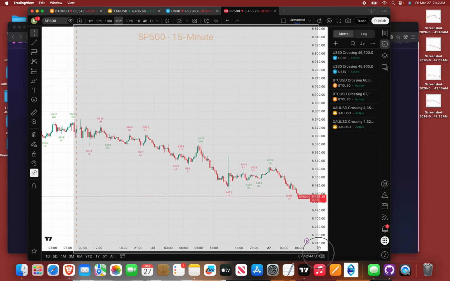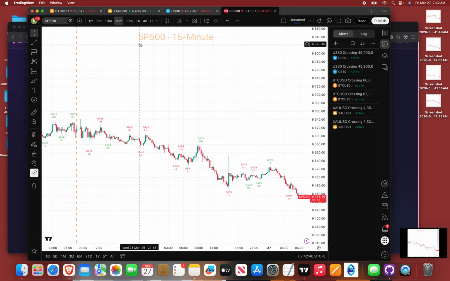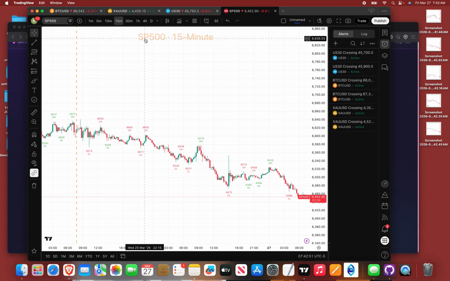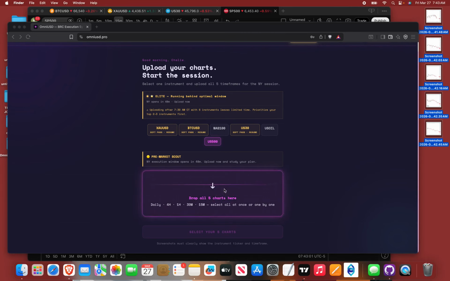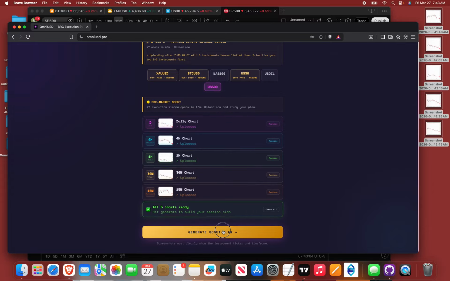Remember, guys, you always want to make sure this is in your upload chart: the instrument and the time frame. So we are on US500, so we can put it in. Trend stop plan.